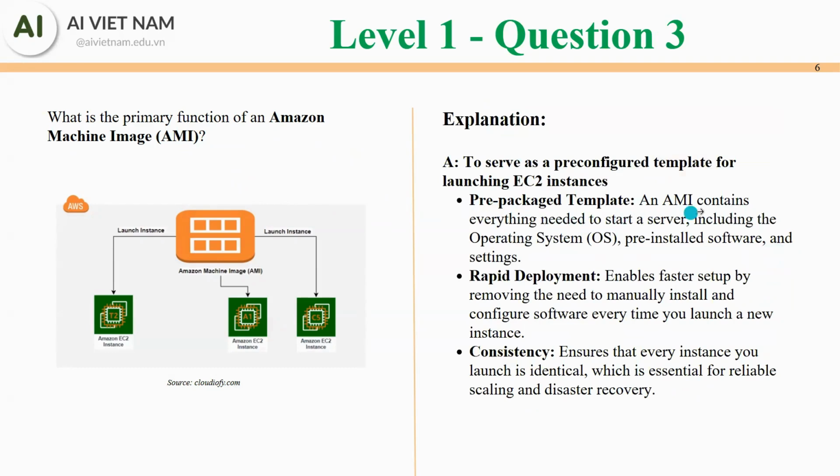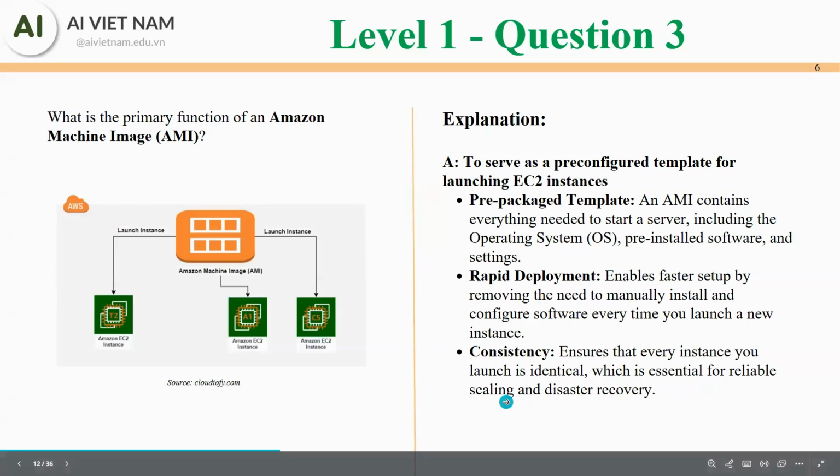An AMI contains everything needed to start a server, including the OS, the pre-installed software, and settings. It also enables faster setup by removing the need to manually install and configure software every time you launch a new instance. Basically, it's automatic. And it also ensures that every instance you launch is identical, which is essential for reliable scaling and disaster recovery.